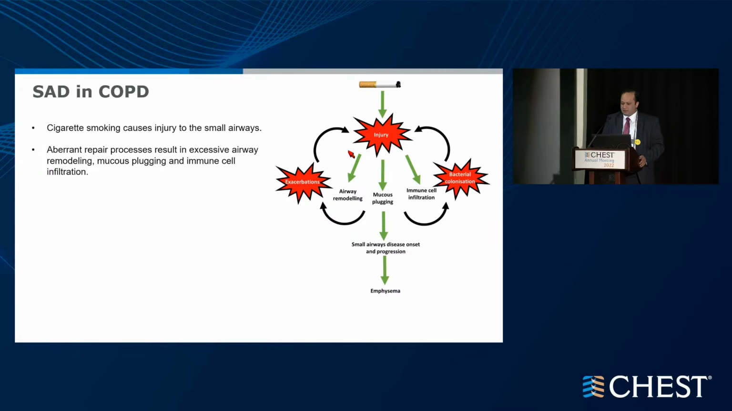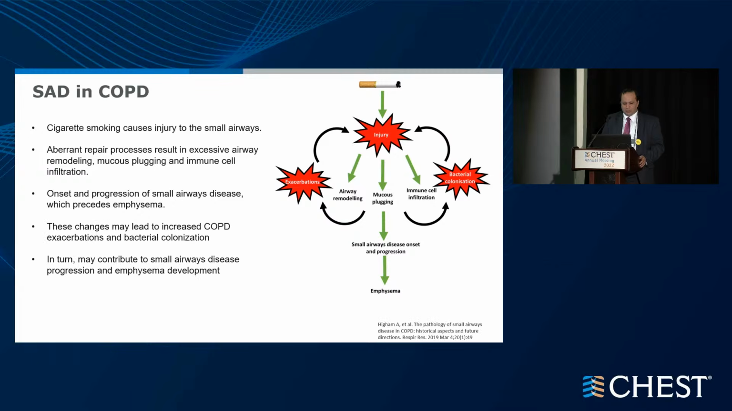When the lung develops injury, it leads to airway remodeling, mucus plugging, and immune infiltration. All these processes combined lead to exacerbation and bacterial colonization. And then it keeps going on and on in a vicious cycle, which leads to small airway disease onset and progression, and eventually development of emphysema.